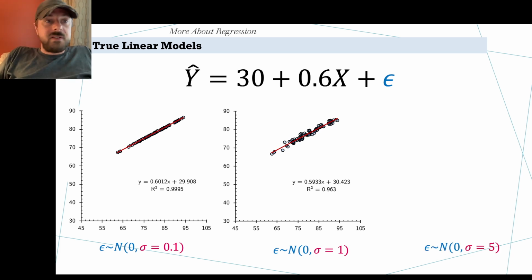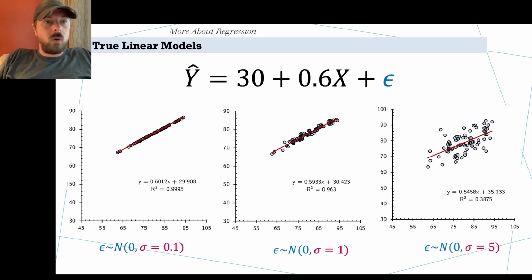What if I made the standard deviation of the residuals even bigger, 5, which is way bigger than the slope of 0.6? What's going to happen now? Well, I would no longer call this a strong relationship. This would be a moderate relationship.